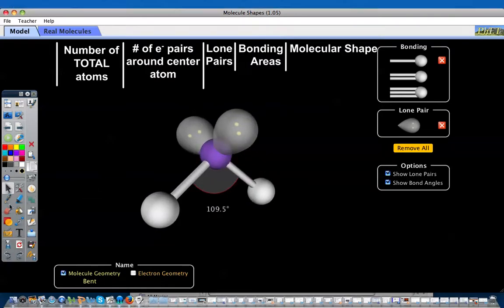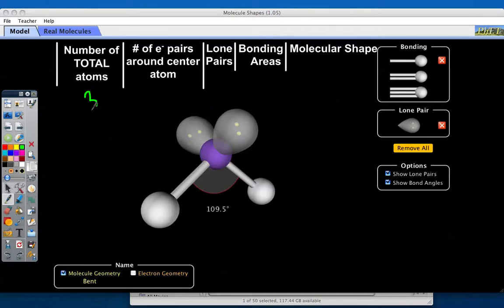Okay. So I still have 3 atoms. I still have 2 bonding areas, but now I have 2 lone pairs, so that gives me a total of 4 electron pairs around the center atom. And my shape is still bent. However, my bond angle is now 109.5 degrees.